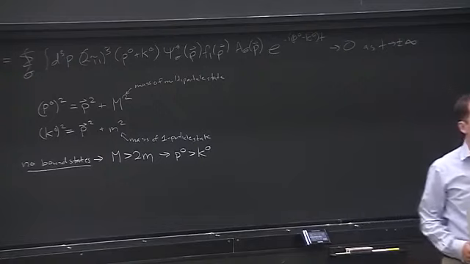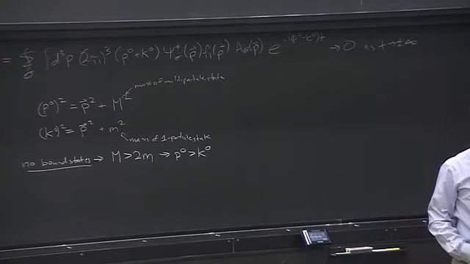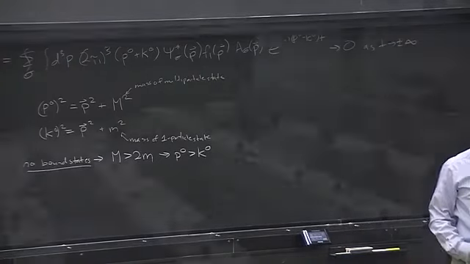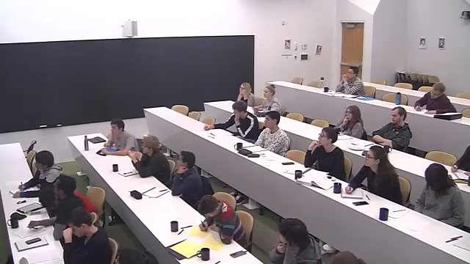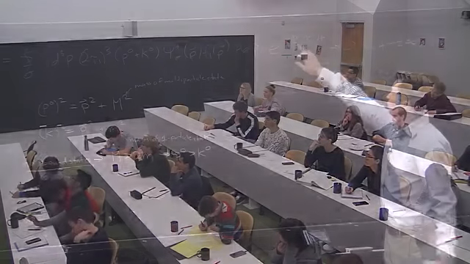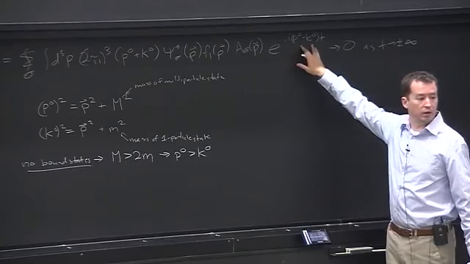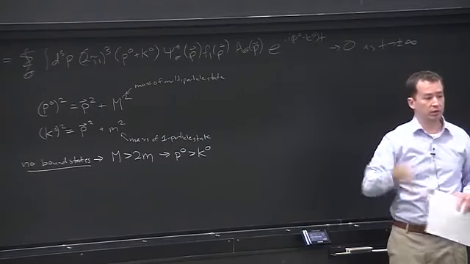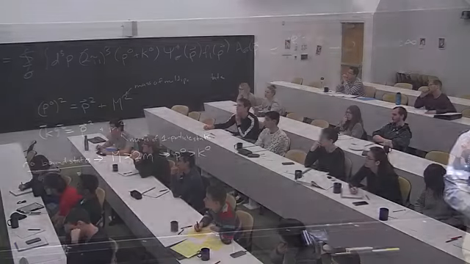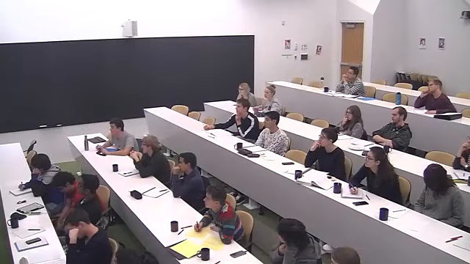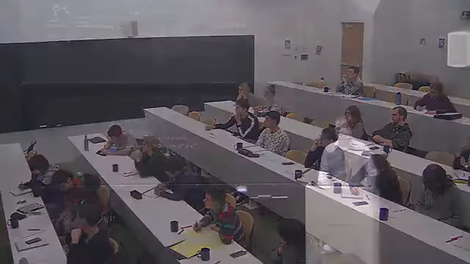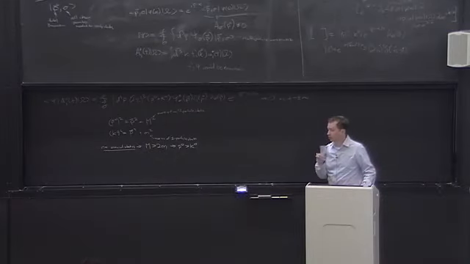Can you explain again why it's important that P naught is greater than K naught? Well, if the coefficient of t went to 0, then t going to infinity wouldn't mean that the oscillations became more and more rapid. You need to have P naught not equal to K naught. That's right. That's what we need.